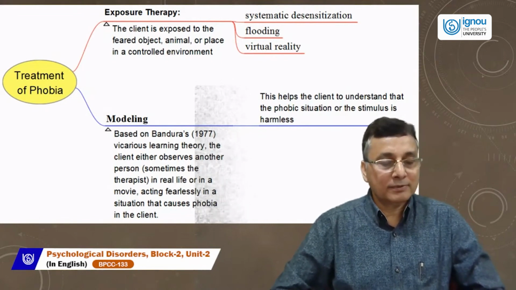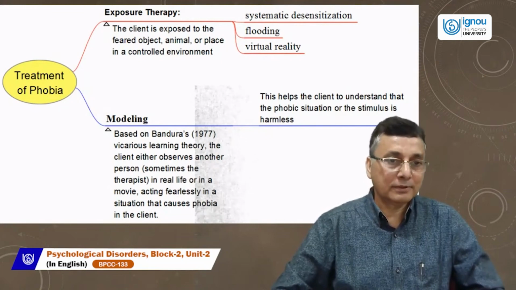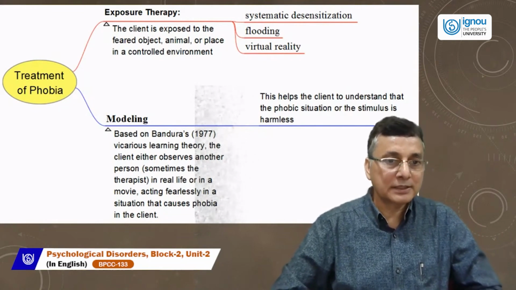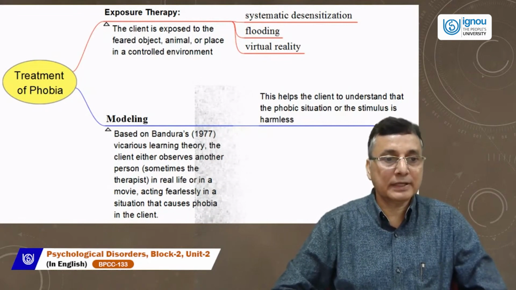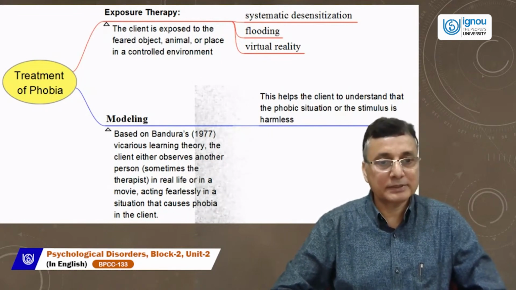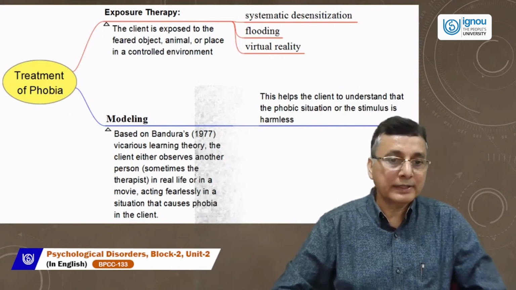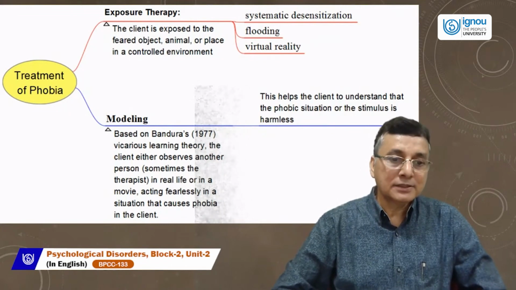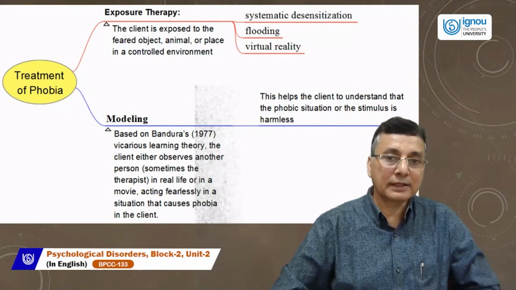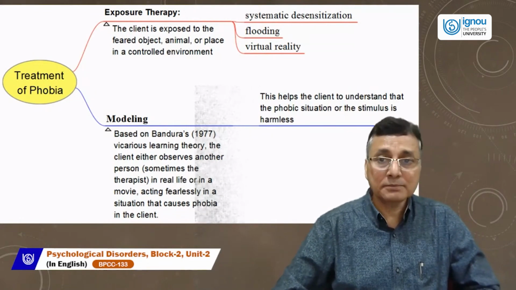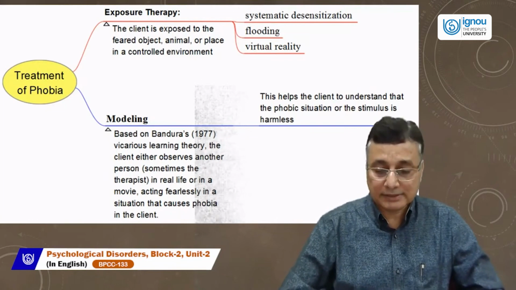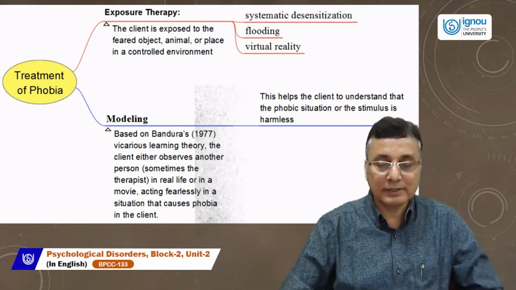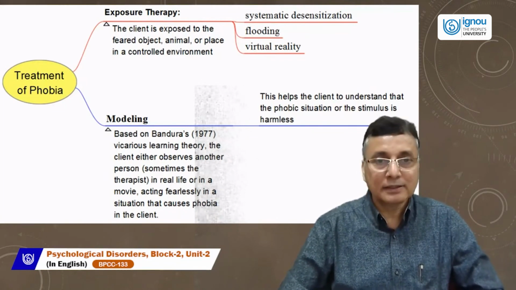And another type of intervention is called modeling, based on Bandura's vicarious learning theory. The client either observes another person, sometimes the therapist, in real life or in a movie, acting fearlessly in a situation that causes phobia in the client. This helps the client to understand that the phobic situation or the stimulus is harmless or not as dangerous as they think.